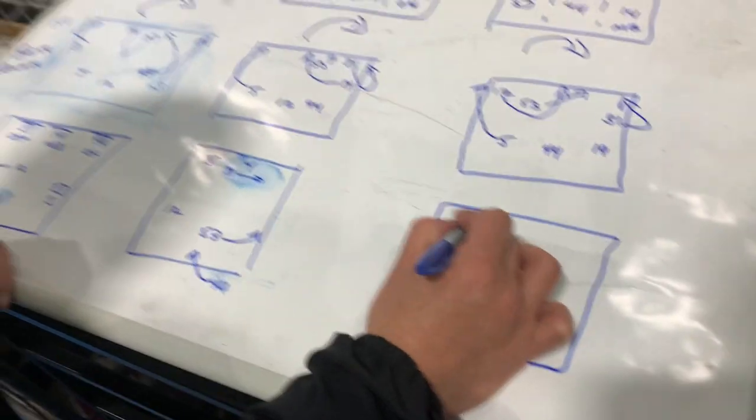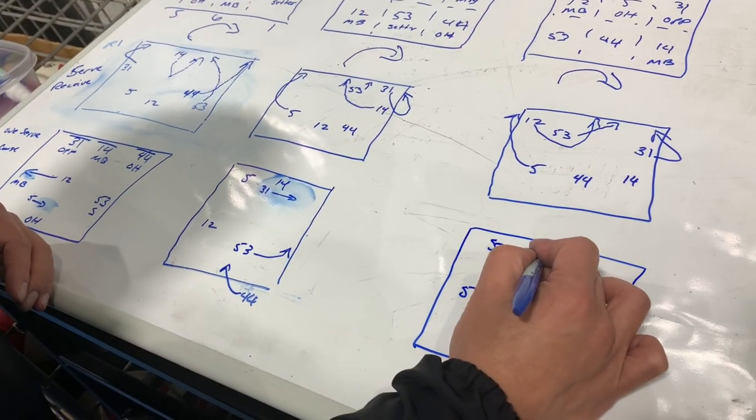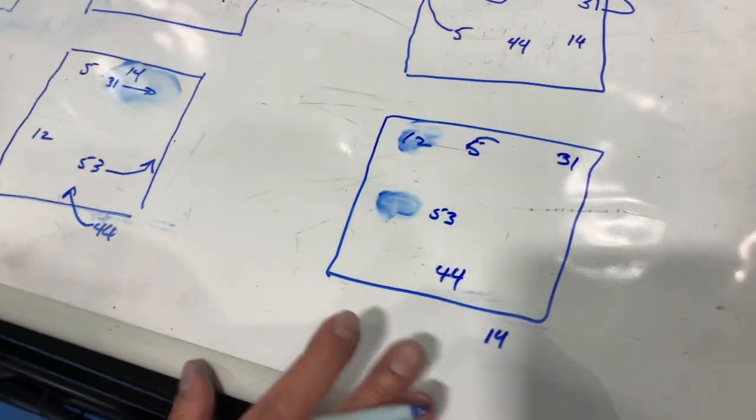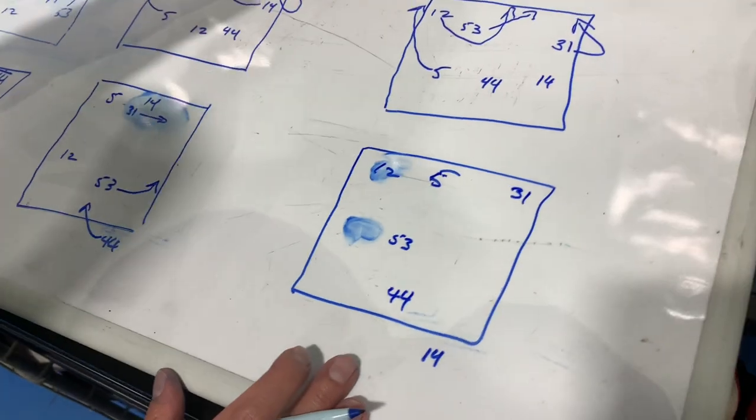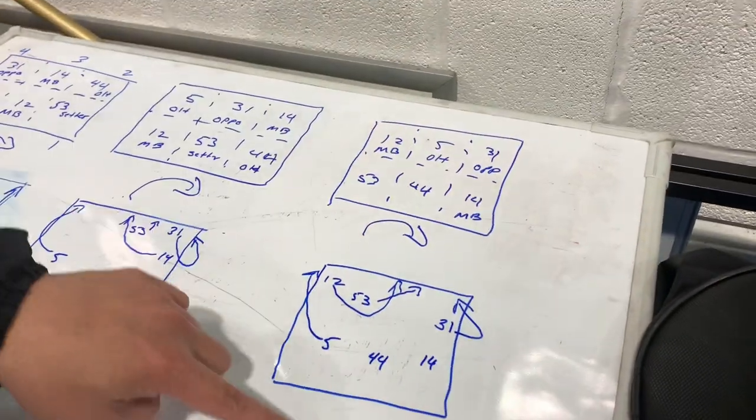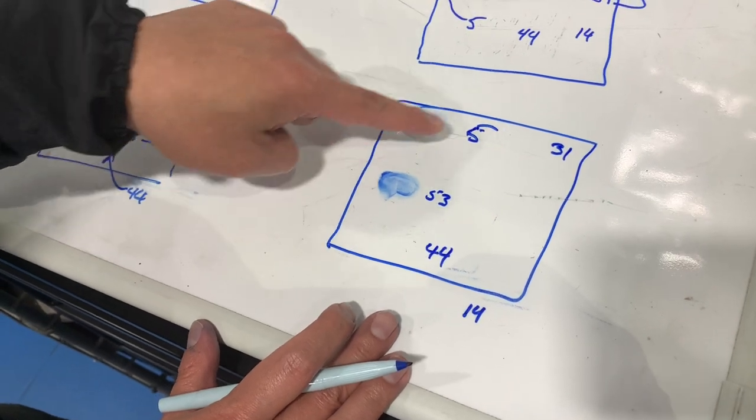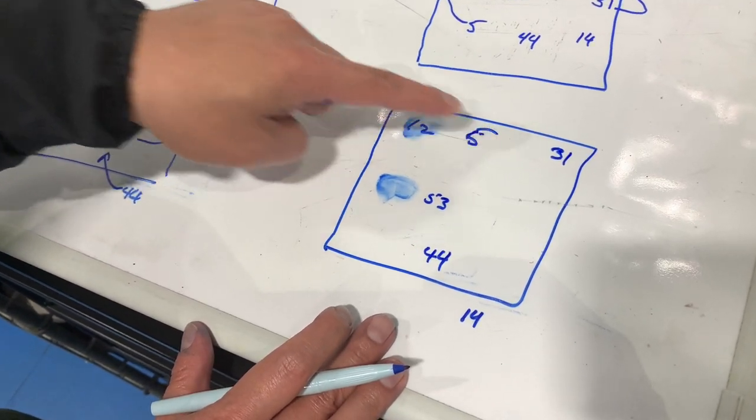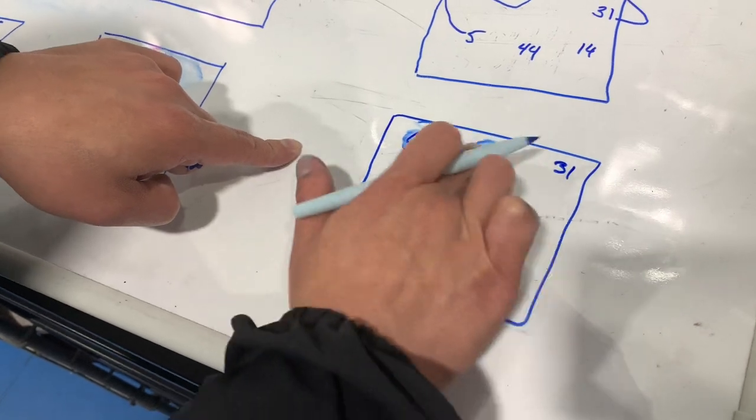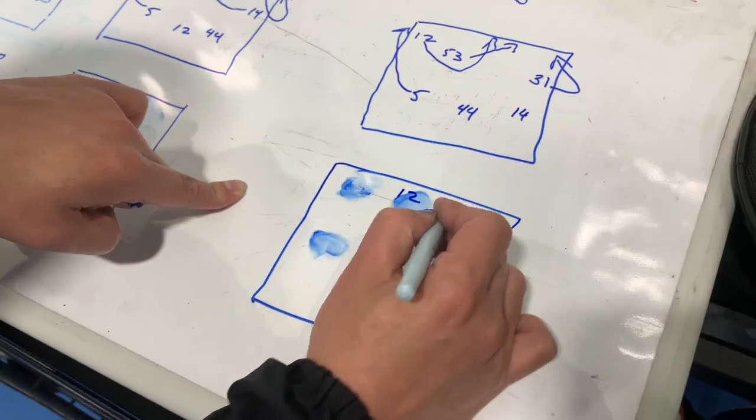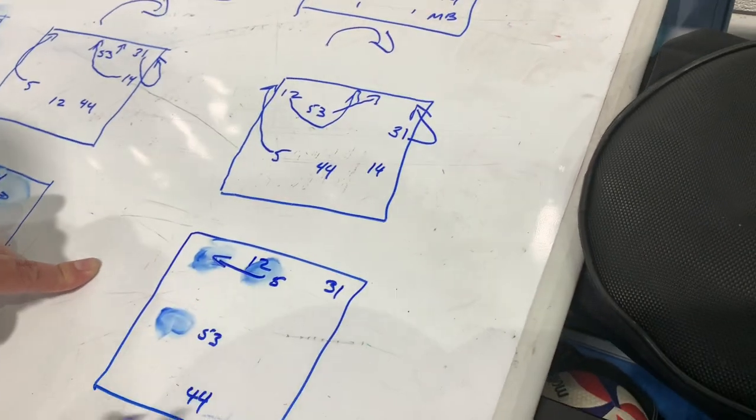5 is front row. 5 is here. So in this rotation, 12 is the middle blocker, 5 is the outside hitter, 31 is the opposite. So we want the middle blocker to block in the middle. To do that, we can just put 12 here and 5 here. So 5 will move out this way.